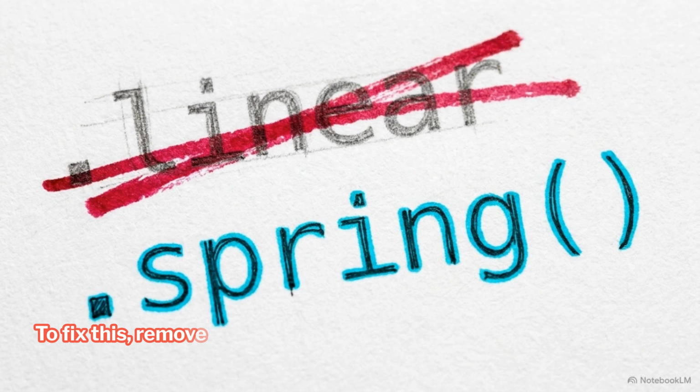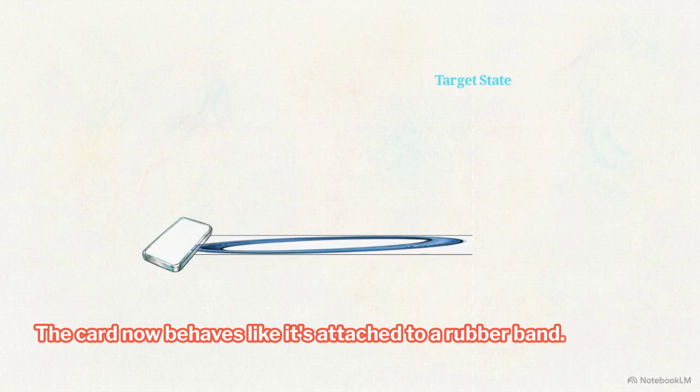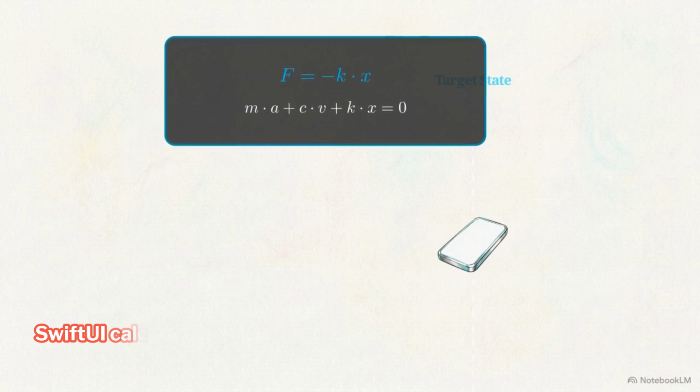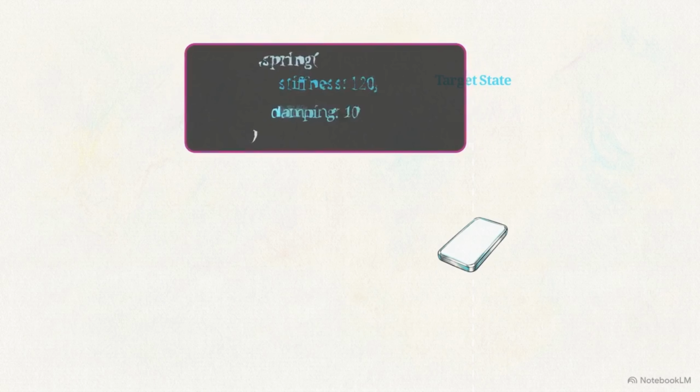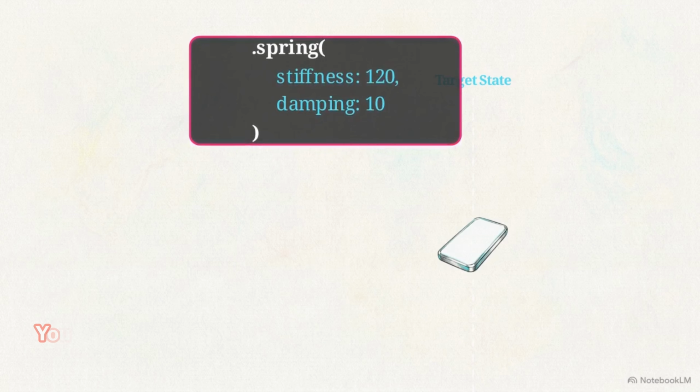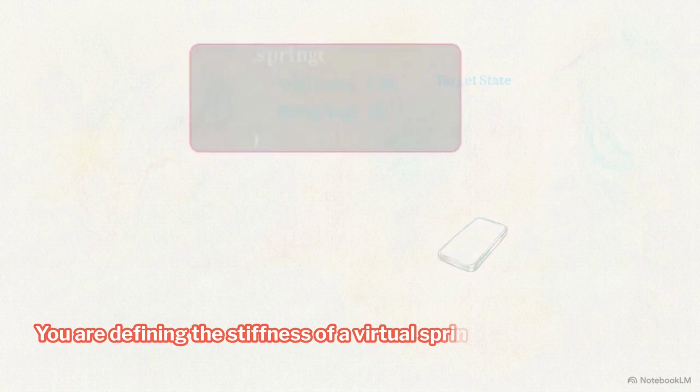To fix this, remove the linear modifier and replace it with the default spring command. The card now behaves like it's attached to a rubber band. It accelerates, overshoots, and smoothly oscillates into place. In the background, SwiftUI calculates tension and elasticity. You are no longer moving pixels. You are defining the stiffness of a virtual spring.